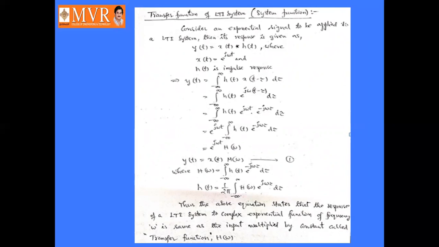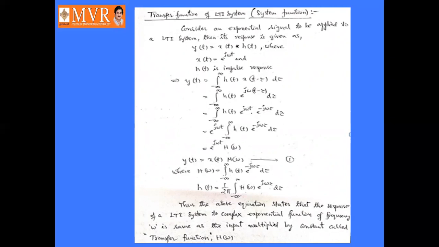Suppose x(t) is the input and y(t) is the output. Then the ratio of the output signal to the input signal is the system function, also called the transfer function. It is y(t) by x(t), where y(t) is the output signal and x(t) is the input signal. In general, the system function or transfer function is expressed mathematically like that.